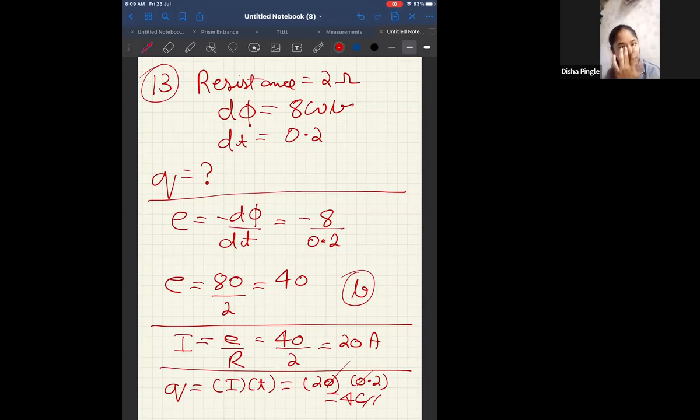So when the answer came as 40, the minus sign goes off? Minus sign still remains, but we ignore the minus sign because the minus sign actually indicates direction, not the magnitude. So we ignore it. So sir, in every case it won't go off? Now it just depends on the question. True, it depends on the question.